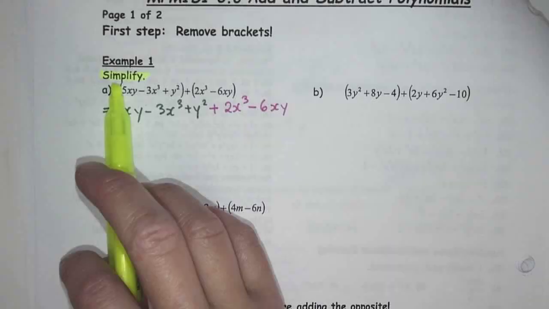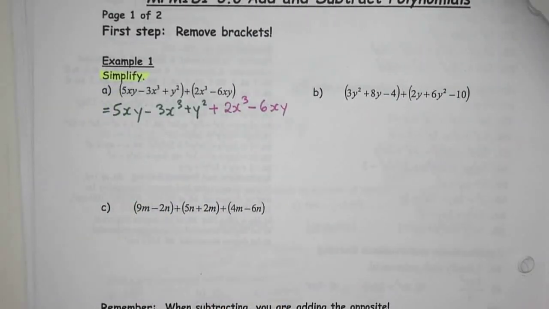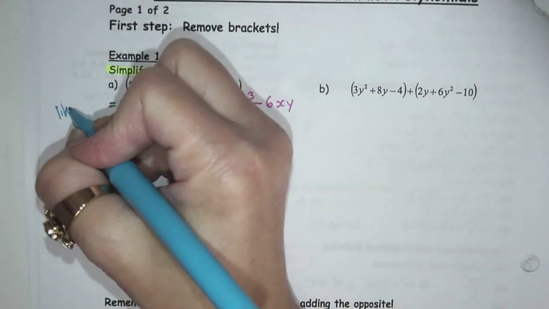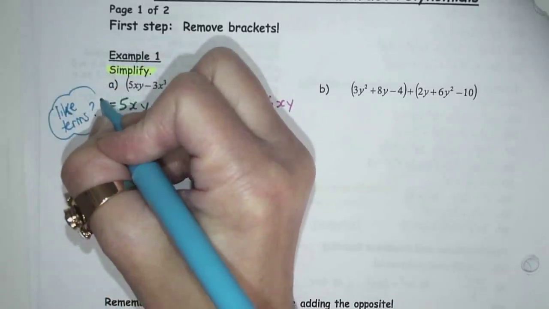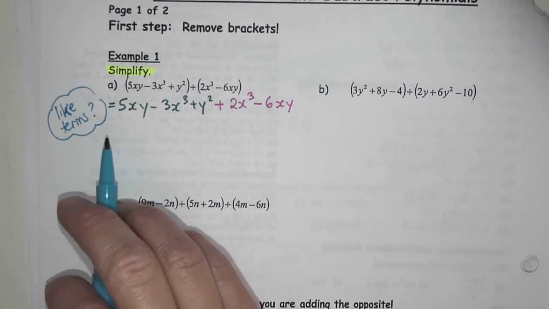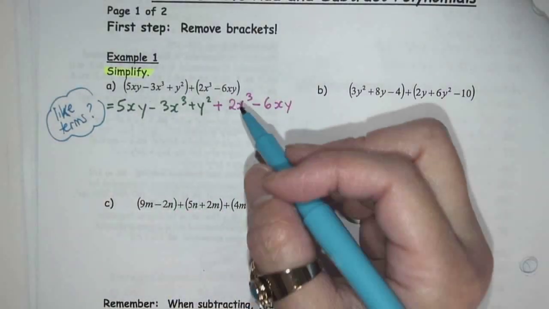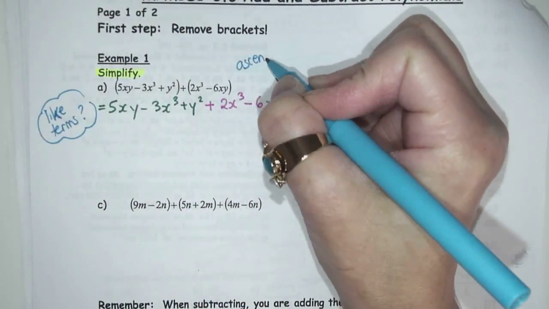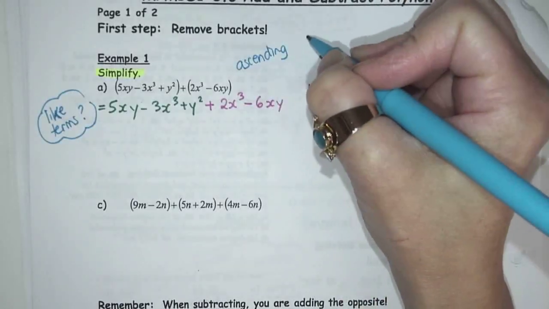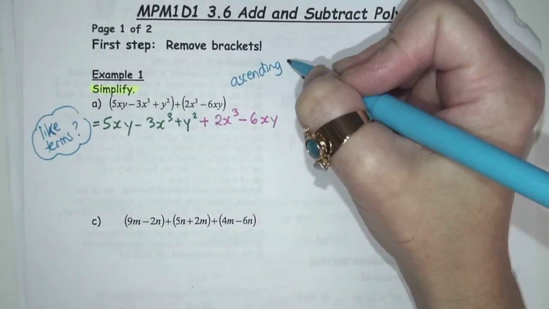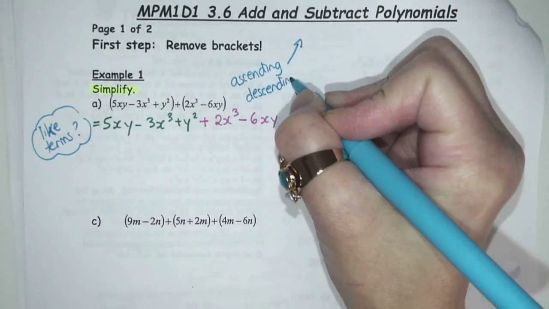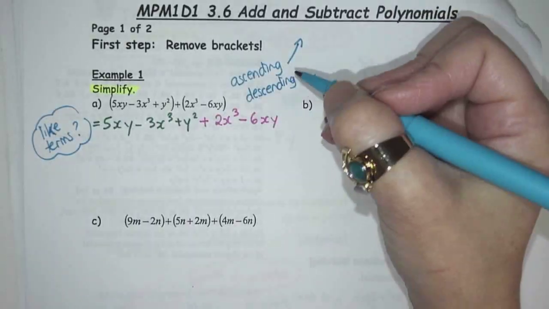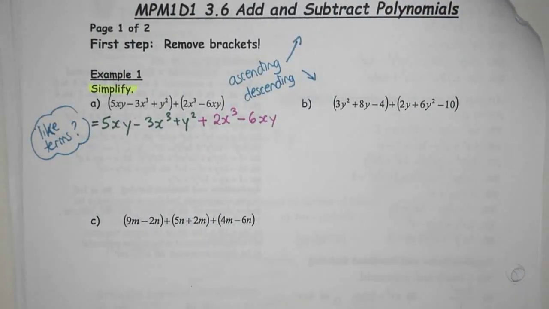But to fully simplify, you want to collect the like terms. We want to collect the like terms. So in your brain you're thinking, are there any like terms that I can collect up? So what you want to do is you want to start with the ascending, which means that the powers of whichever variable you choose are going up, or descending. We learned this in the previous lesson. So most of the time people choose descending.